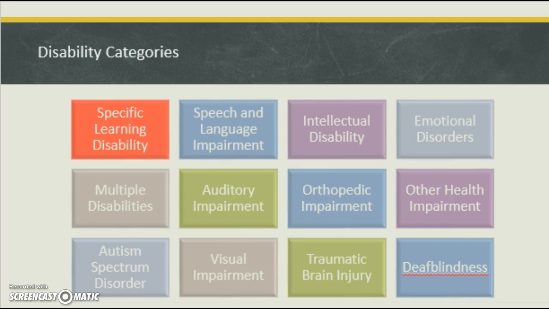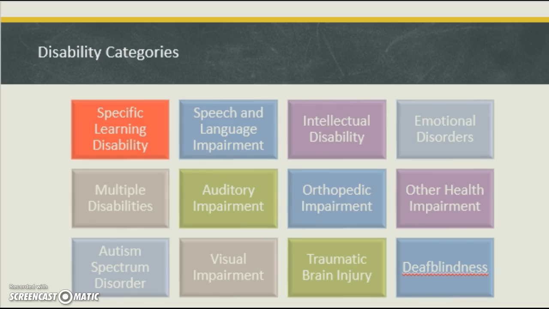For a child to be eligible for any special education or care, or even modifications in the classroom, the child needs to fall into one of the 13 disability categories. Currently, these categories include specific learning disabilities, speech and language impairment, intellectual disabilities, emotional disorders, multiple disabilities, auditory impairment, orthopedic impairment, other health impairment, autism spectrum disorder, visual impairment, traumatic brain injury, and finally, deaf or blindness.